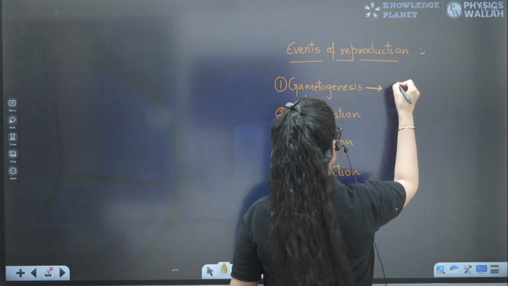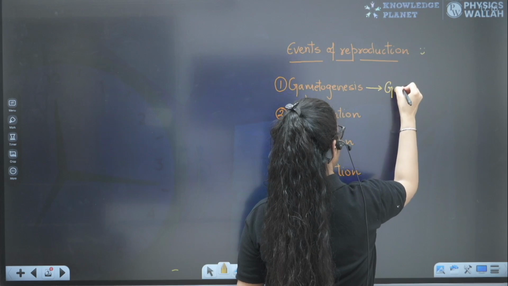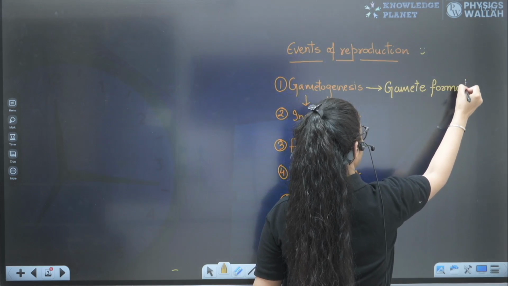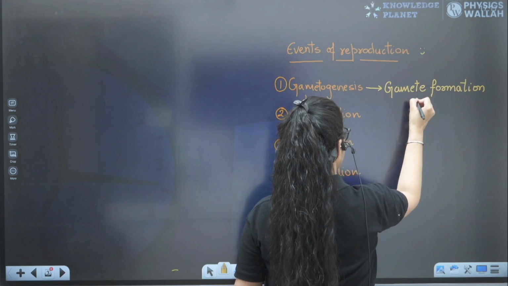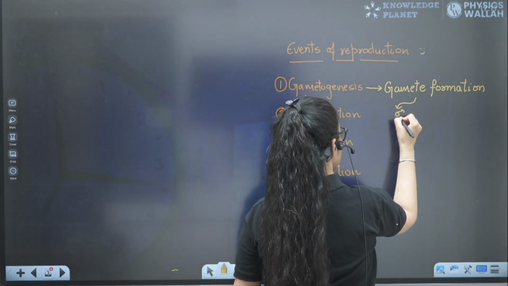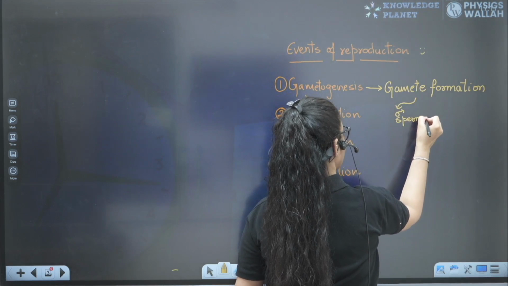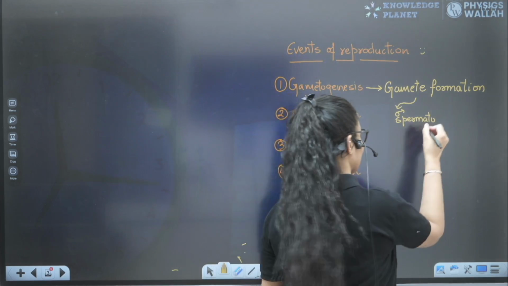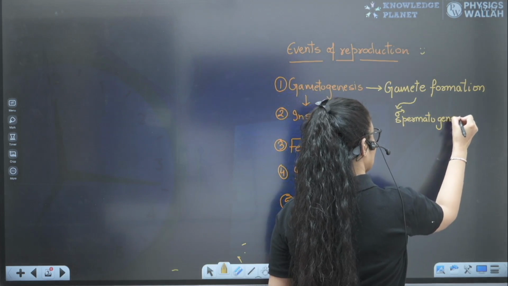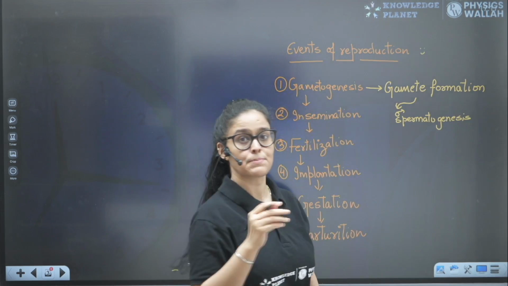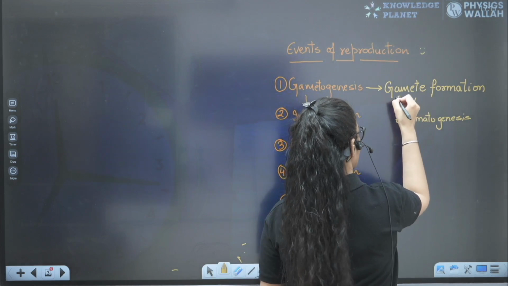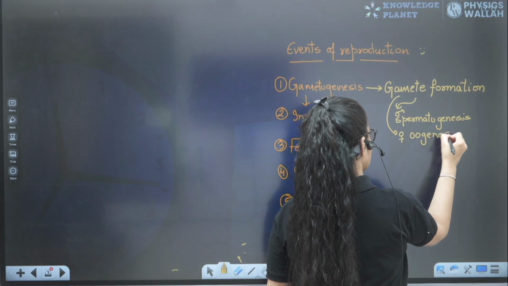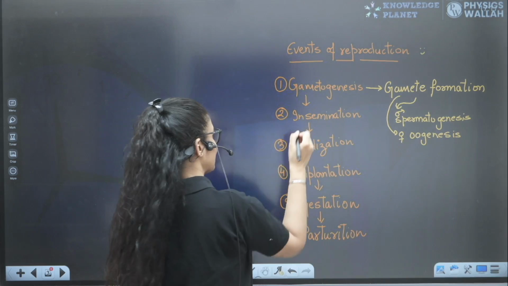So what is gametogenesis? Gametogenesis means gamete formation. You have heard it, right? And you know very well, when we talk about gamete formation in case of male, this process is known as spermatogenesis. Spermato means sperm, genesis means formation, right? Spermatogenesis. Got it? And in case of female, it is known as oogenesis. That means ovum formation, right? So these are the gametes in male and female.